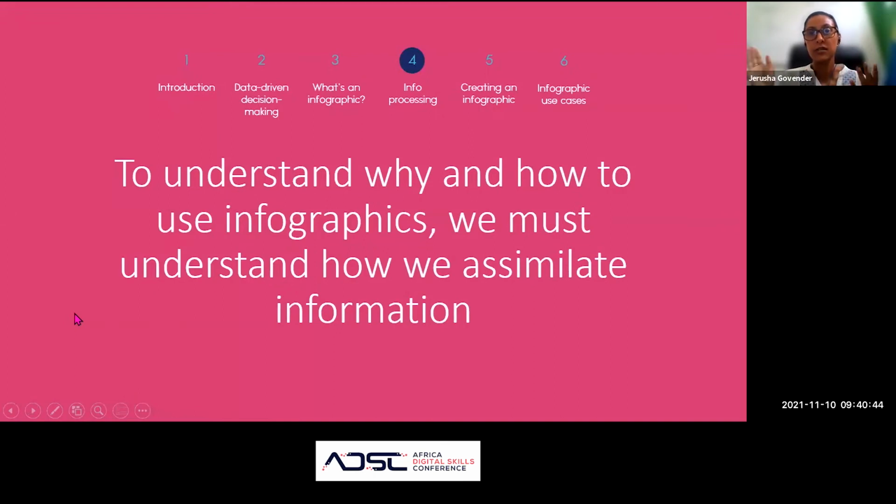Then on to the next point. Infographics are really important because they help drive a data-driven culture. Secondly, they are different to data viz, and so they have a specific purpose in how they must be used and why we use them. The other thing is that when I design an infographic, I need to think about how people process information, because that influences how I create it. So to understand why and how to use an infographic, we must understand how we assimilate information as humans.